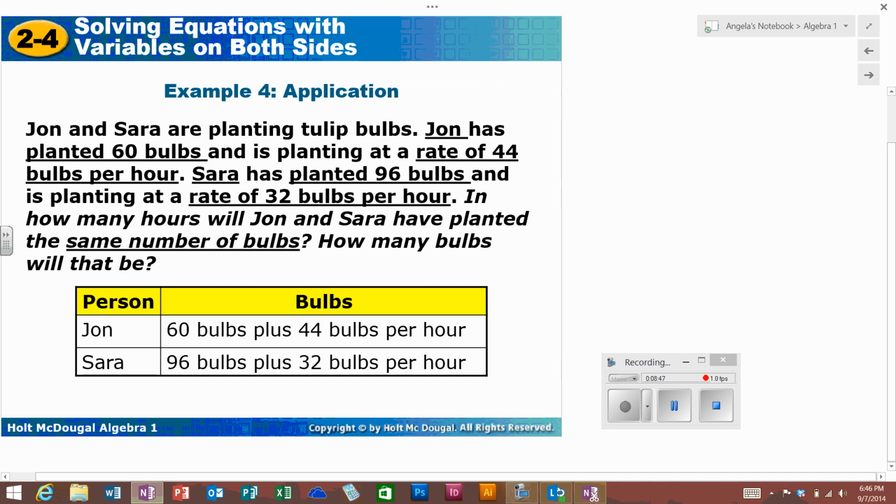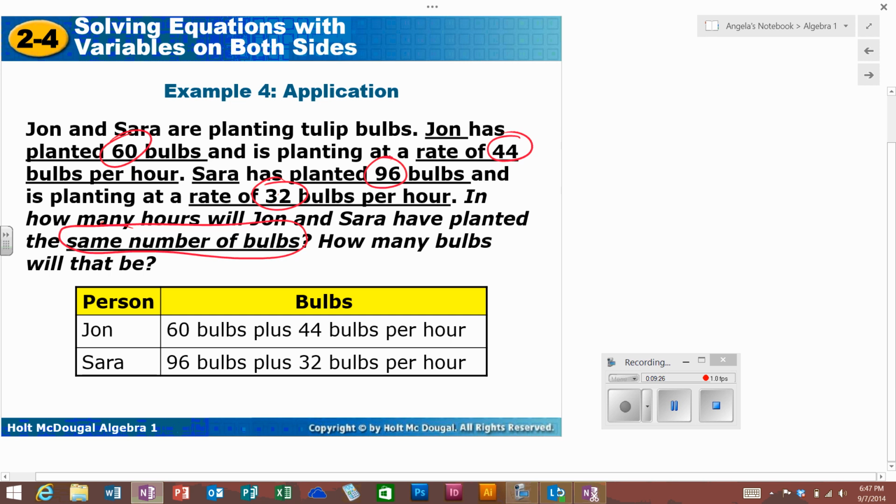All right, let's try our word problem. And this is the last little part, so pay attention closely. Word problems I know are not your favorite. John and Sarah are planting tulip bulbs, okay? John has planted 16 of them, and he is planting at a rate of 44 bulbs per hour. Sarah has planted 96 total, and she is planting at a rate of 32 per hour. In how many hours will they have planted the same number of bulbs? And we want to know how many bulbs that will be.